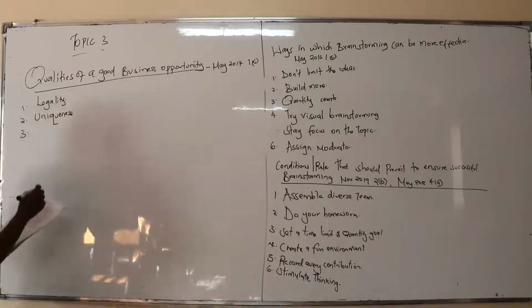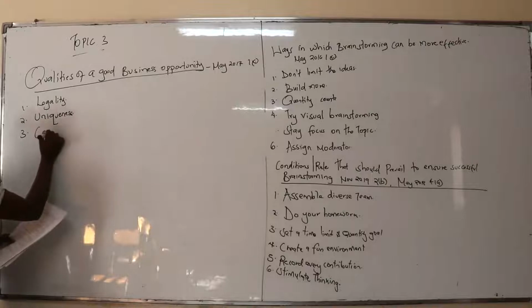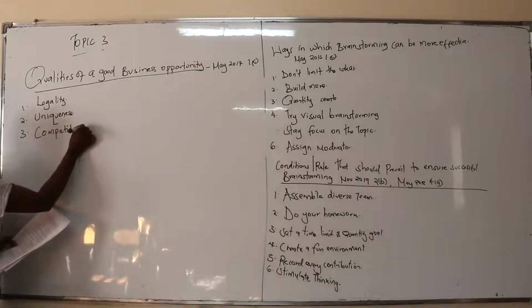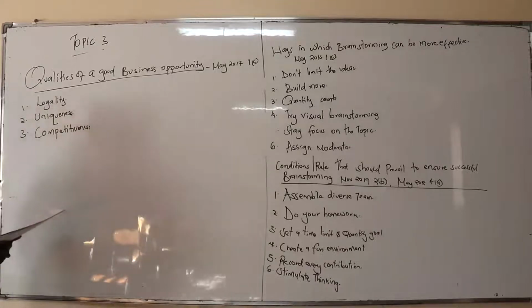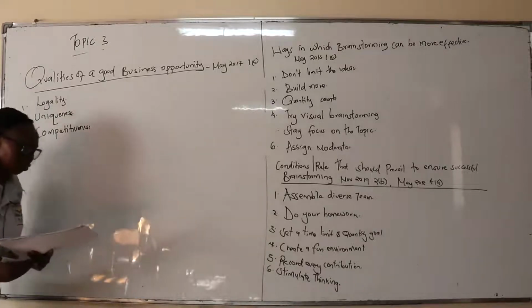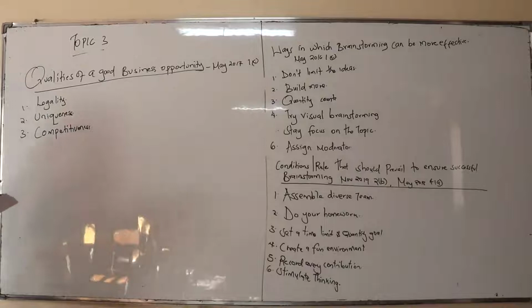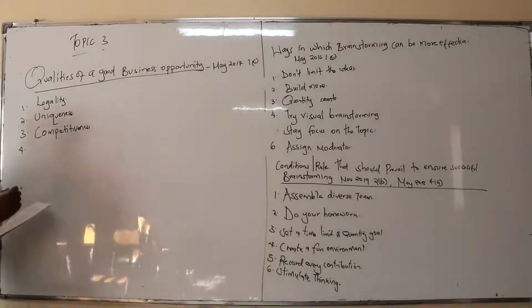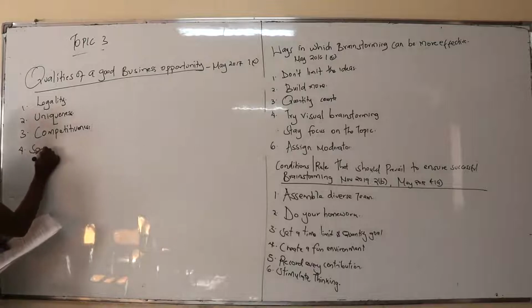Another one is competitiveness. When we talk of competitiveness, a good business idea should be able to stand the competition in the market. This is whereby you can differentiate your product to look different from what the other competitors are offering. Another one is social acceptability.